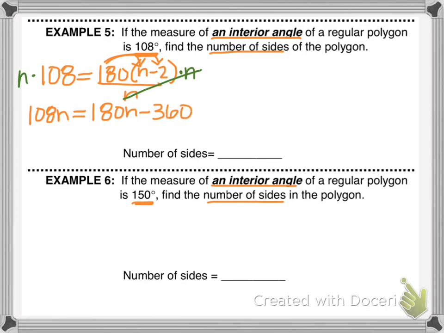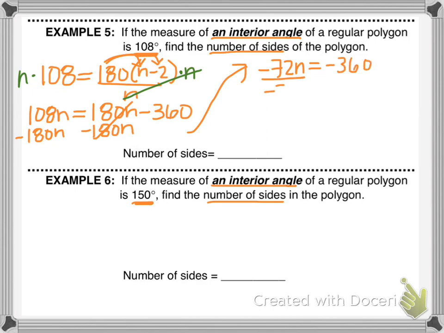The next thing we'll want to do is get all of our n's together. So I'm going to subtract 180n from both sides and get my n's on the left. I'm going to continue up here. 108n minus 180n is going to be negative 72n. Watch your signs. Equals on the right side, negative 360. And then the last thing we do is divide both sides by negative 72. So n equals negative 360 divided by negative 72, which is positive 5.